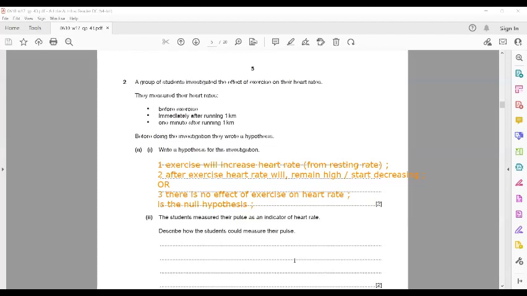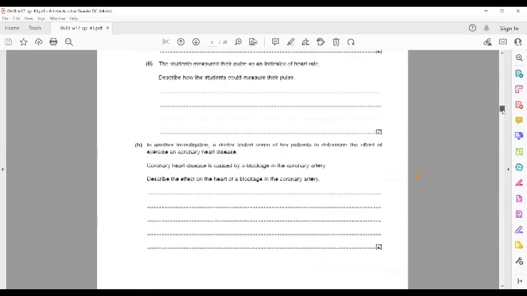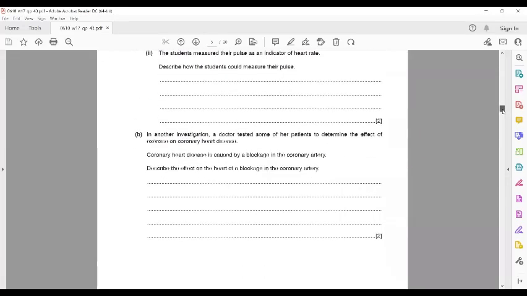If you want to write the null hypothesis, then you have to say there is no effect of the exercise on the heart rate. They have no relationship between them, no correlation. That's it. So you can pick any of them. Just look at what is the question. What do you think will happen at the end? Based on your knowledge, you just write it as your own hypothesis. Later on in the conclusion, you may prove it or may disprove it.